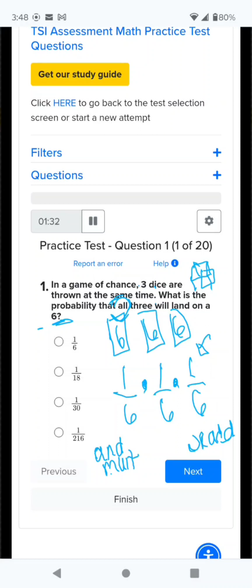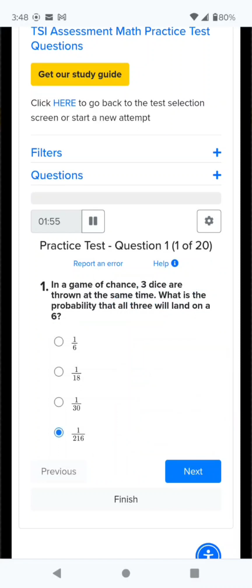But if not, when you multiply fractions, you multiply the top times the top and the bottom times the bottom. So here, 1 times 1 times 1 is 1. And then 6 times 6 is 36. Times 6 again would be 216. So my answer for this one would be 1 out of 216.